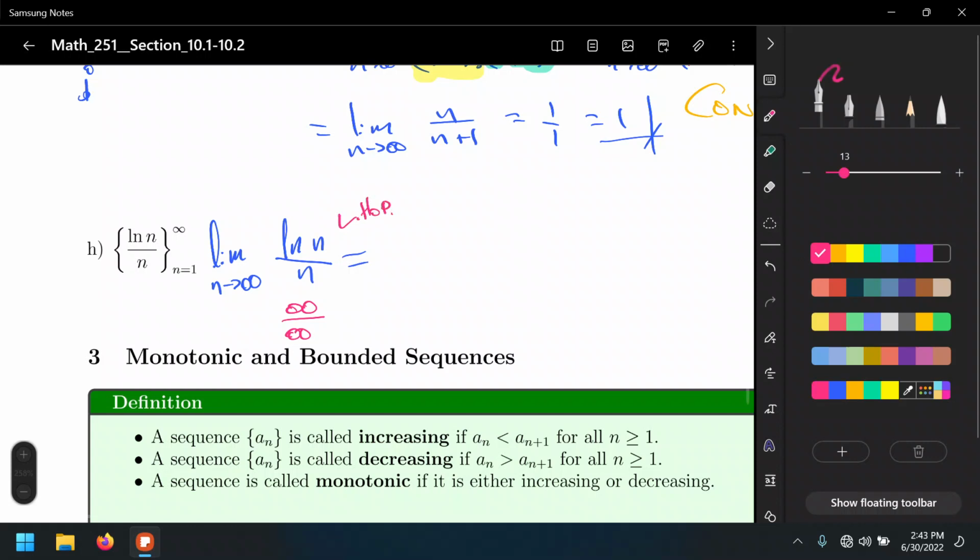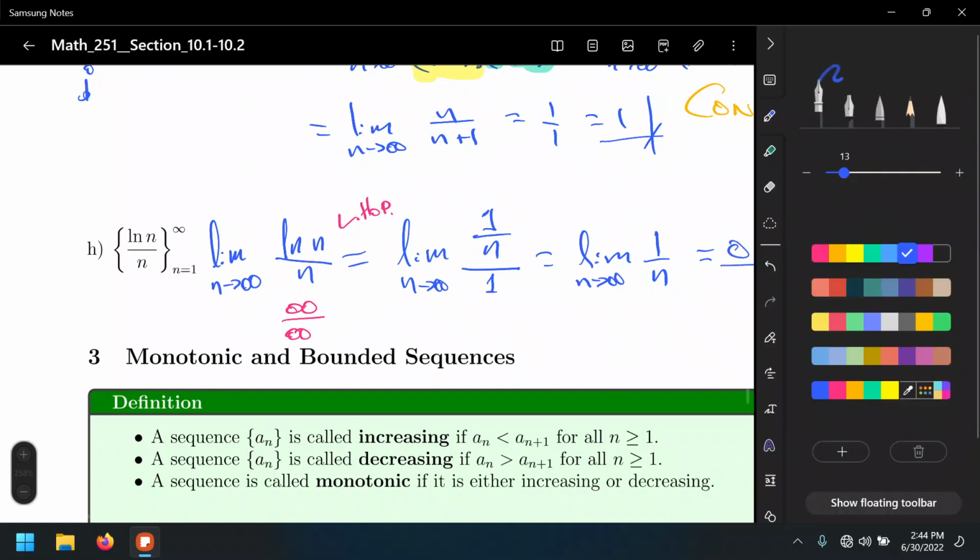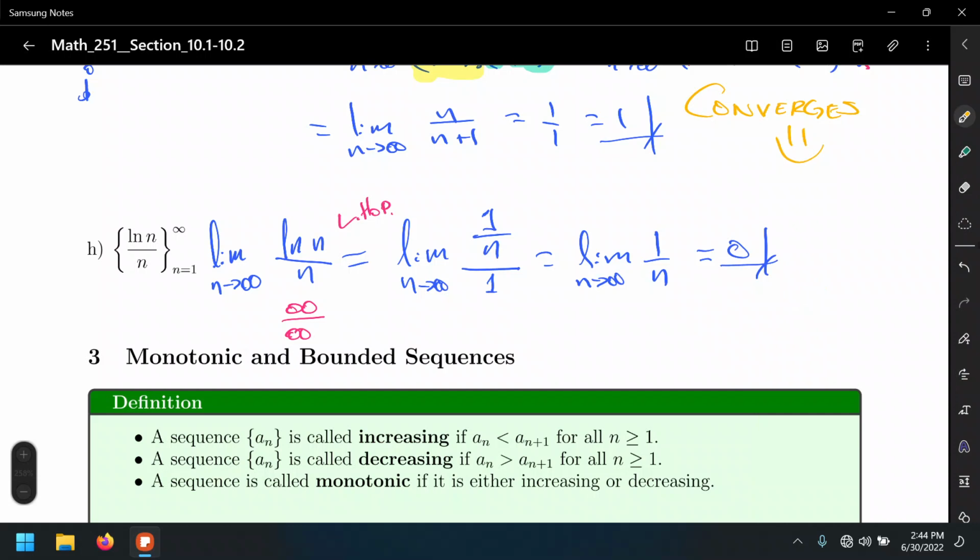So let's take the derivative of ln of n. What's the derivative of ln of n? 1 over n, divided by the derivative of n, which is simply 1. Let me rewrite this, simplify. This is the limit as n approaches infinity of 1 over n. And where is this limit going to go to? 0. Which means the sequence converges.